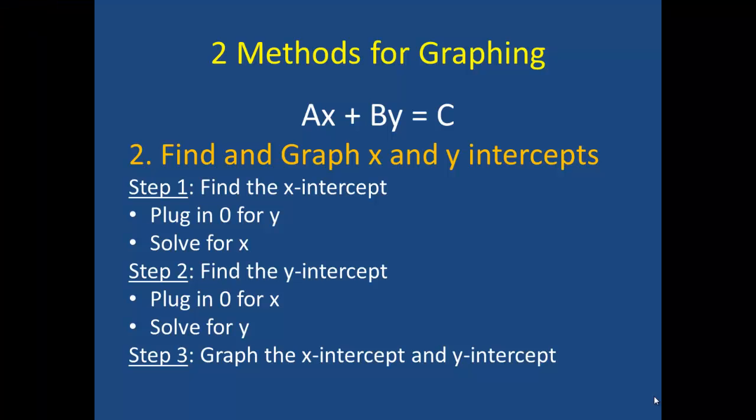Going back to the first page of your notes, we're now going to take a look at the second method for graphing. When given an equation in standard form, often the easiest way to graph it is to find the x and y intercepts. In the first step, you can find the x-intercept by plugging in 0 for y and solving for x. This would give me the x-intercept. In the second step, you find the y-intercept by plugging in 0 for x and solving for y to get the y-intercept. And lastly, you graph the x-intercept and the y-intercept, and then you draw a line.